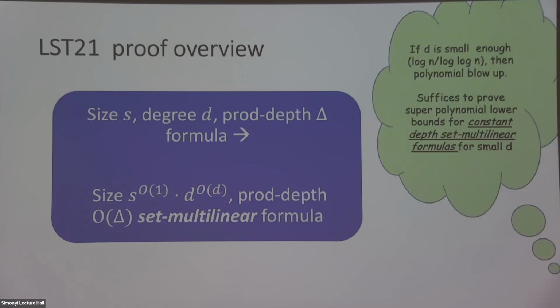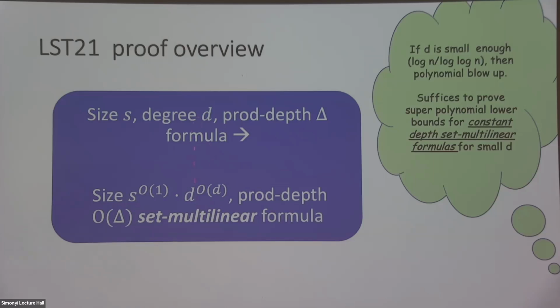So the observation was that for these small degrees, if we prove a set-multilinear formula lower bound in that setting, then it would imply a super polynomial lower bound in the general setting, without the set-multilinearity constraint.